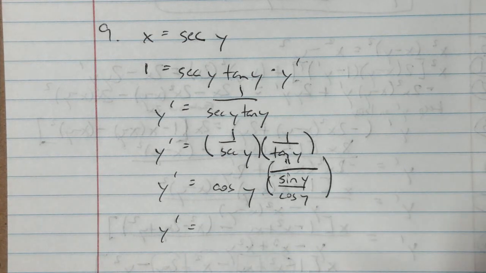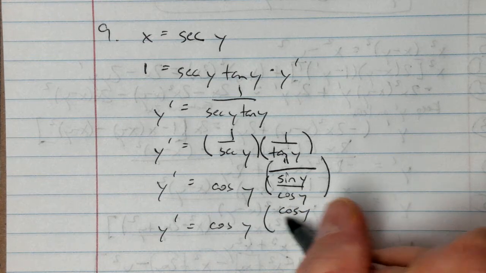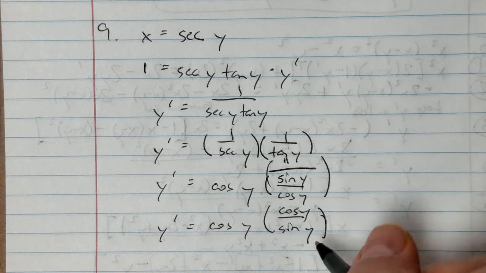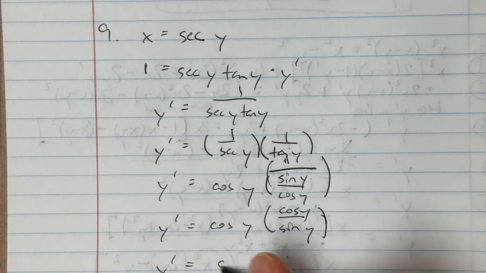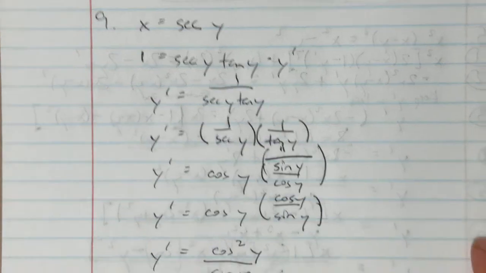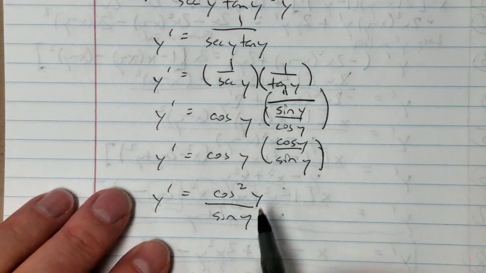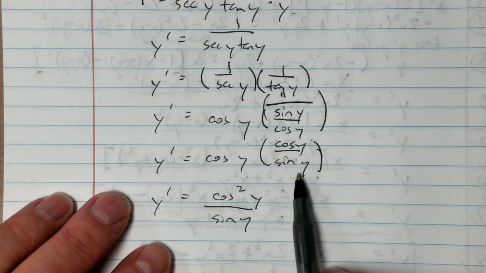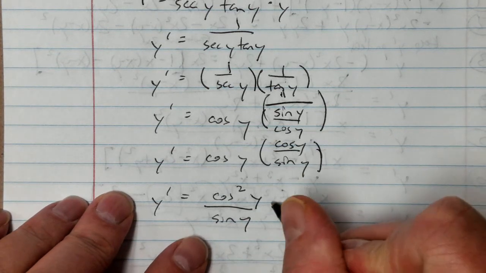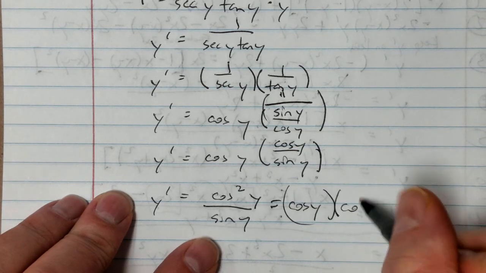And so that's like saying cosine y times cosine y over sine y. And so you get cosine squared y over sine y. Okay, so this is one form of the answer, cosine times cosine over sine. The other answer would simply be cosine y times cotan y.